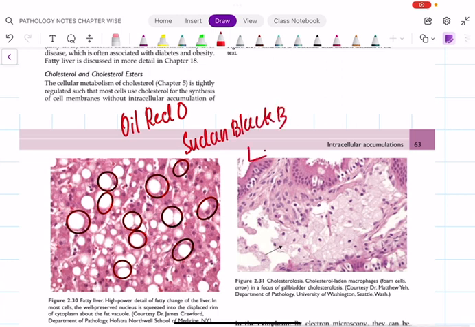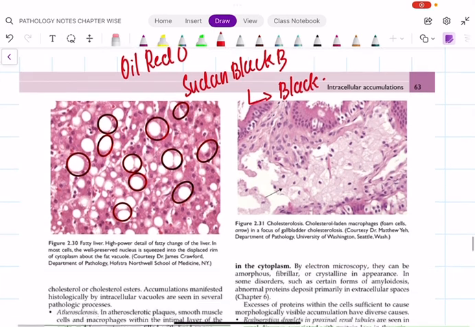Okay, it will stain the lipid as black in color. And what is another most important use of Sudan black B? It helps us in differentiating in hematology. Yes, very good. It helps in differentiating between myeloblast and lymphoblast. Myeloblast will be Sudan black positive. Lymphoblast will be Sudan black negative.